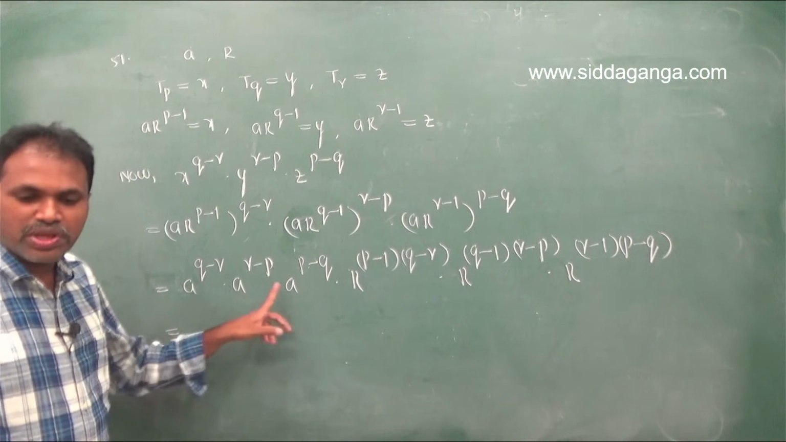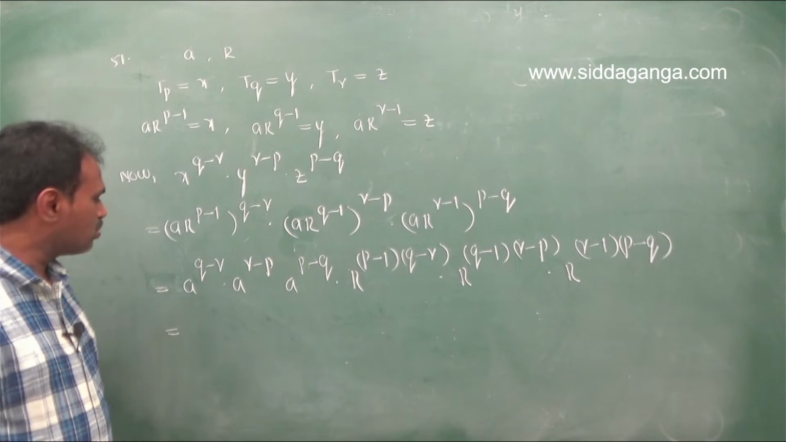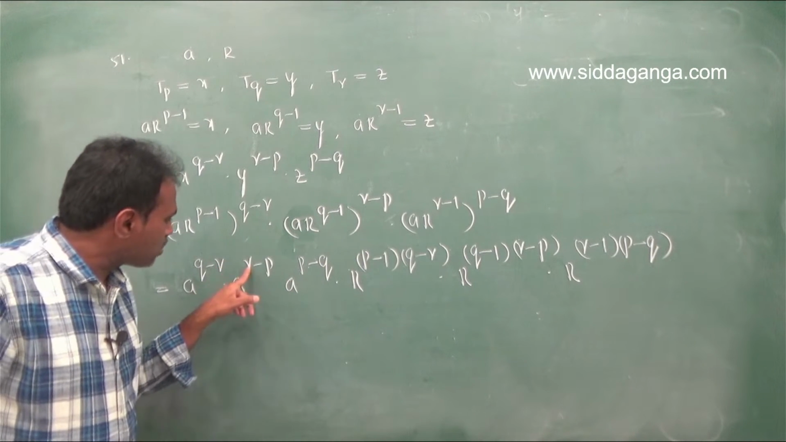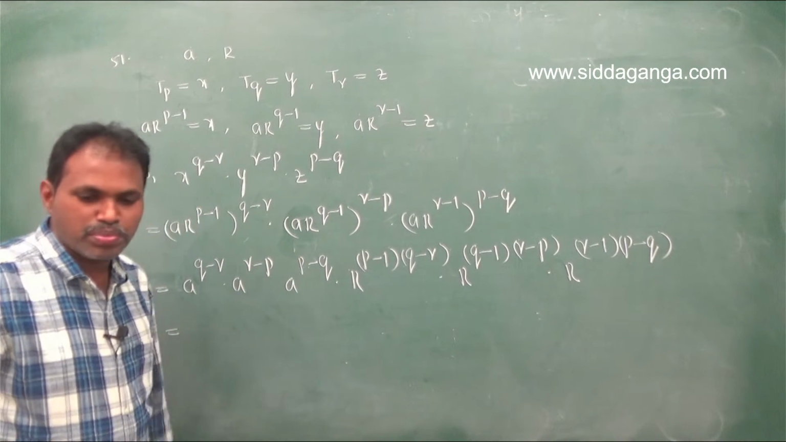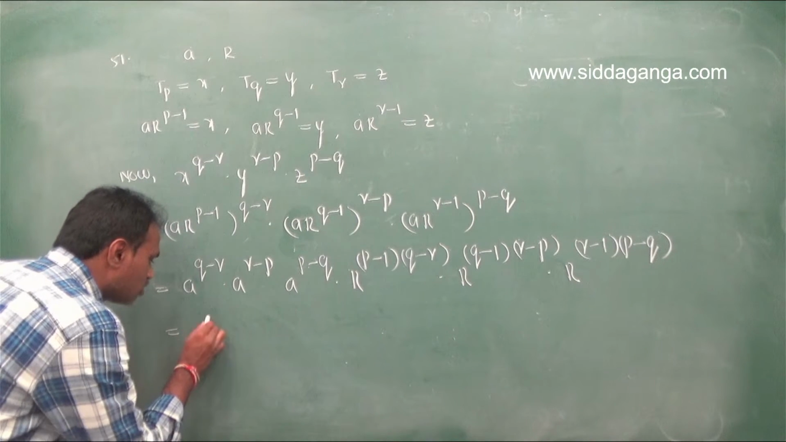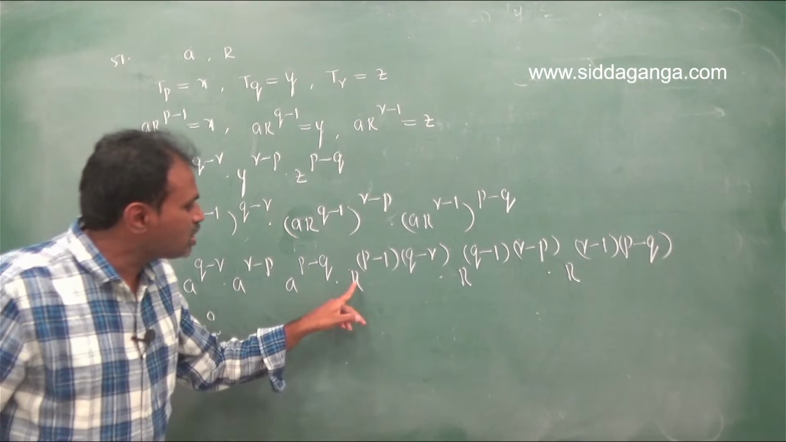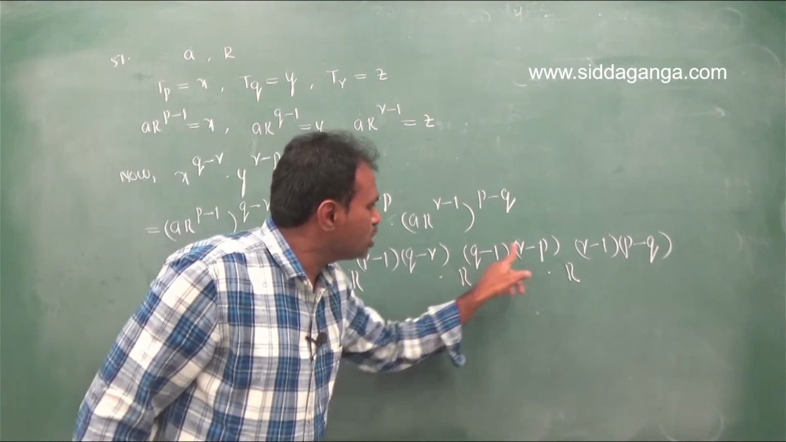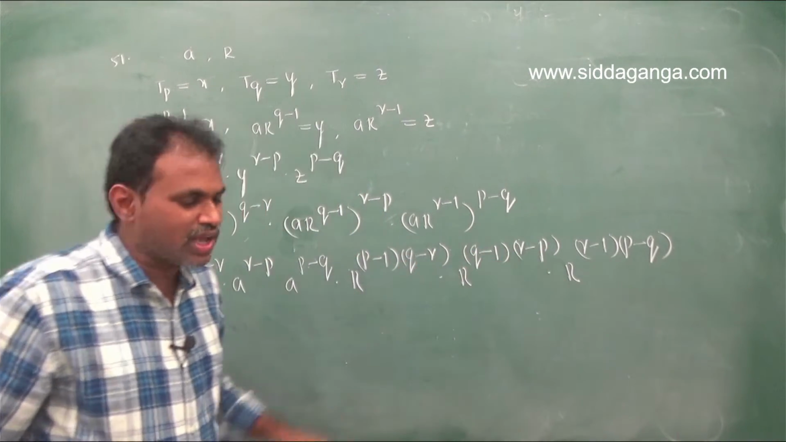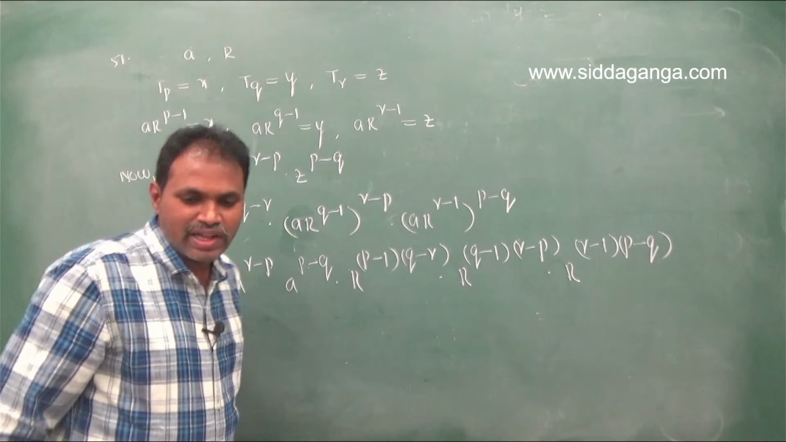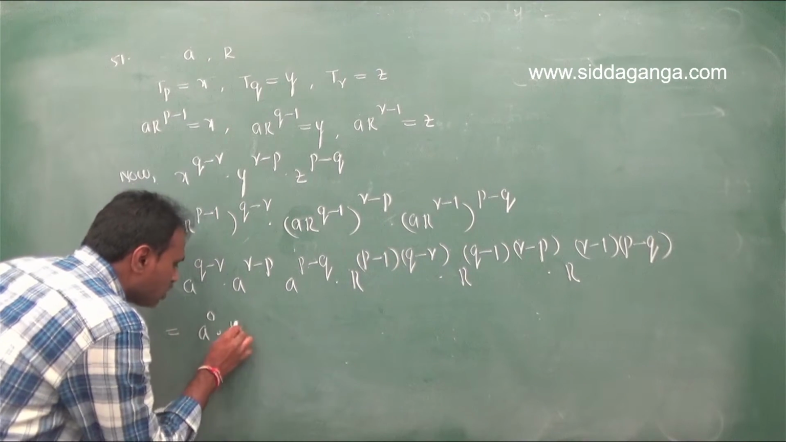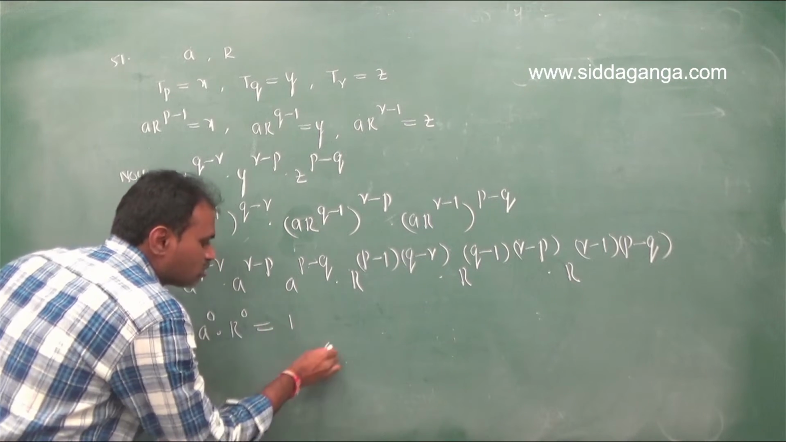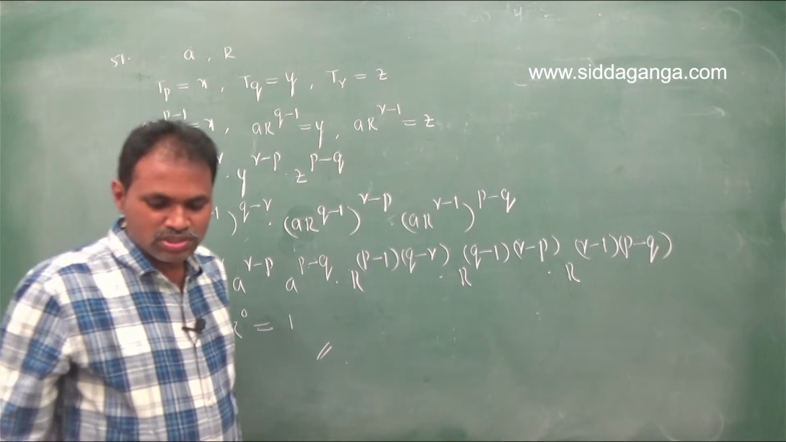Therefore the bases are the same, so you can add the powers. Therefore q minus q will cancel, minus r plus r will cancel, minus p will cancel. Therefore we get a power 0. In the same way, r power p into q, pq, and q into minus pq will cancel. Like that, all will cancel. Again r power also will be 0. Therefore a power 0 into r power 0 is 1. Therefore option 2 is right.